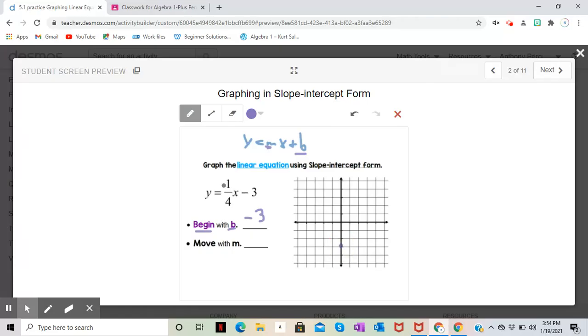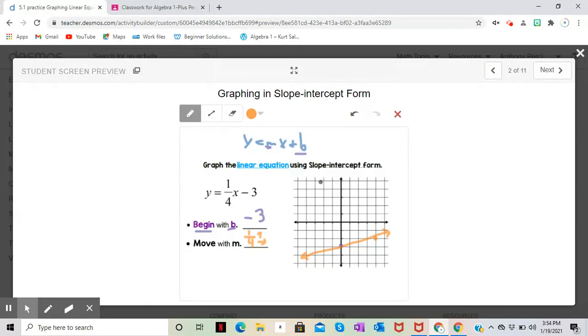And now we're going to use our slope to figure out if we're going to go up, down, left, right, and how many units. Our slope is positive 1 over 4. Since it's positive 1 over 4, not negative, positive, I'm going to go up 1, to the right 4. So I'm going to count from my y-intercept: up 1, right 1, 2, 3, 4, and I'm going to put a dot. And now I'm just going to connect my points. Make sure you put an arrow on both ends. I know we didn't really talk about arrows yesterday as much, but technically you need to put an arrow on both ends to make sure that you're correct.